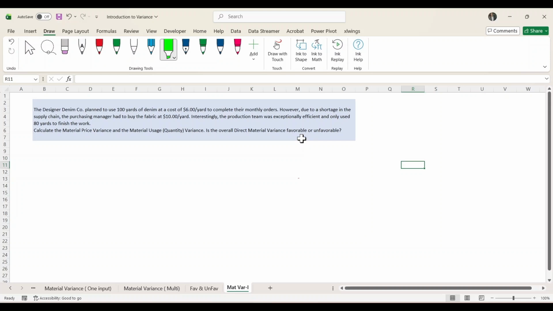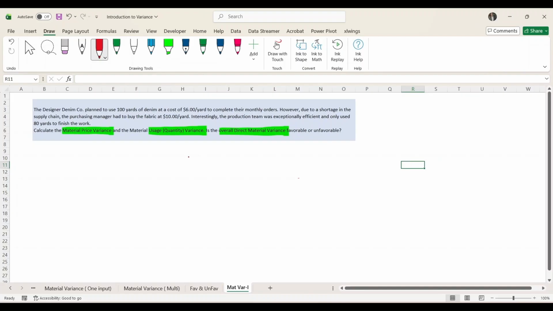We'll do a question on material variance to understand how this formula works. In our exam, whenever we get a question, first we have to identify what is asked. Here, at the end, it says calculate the material price variance, then material usage variance or quantity variance, and we have to find the overall direct material variance. Also whether it's favorable or unfavorable.